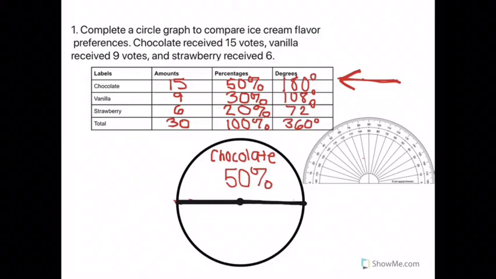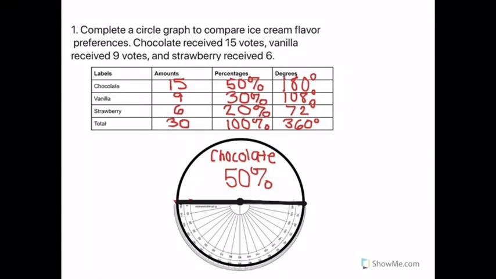Next, let's look at vanilla. So vanilla received 9 votes, which was 30% of my votes, which needs to be 108 degrees of my circle. So grab your protractor, flip it around. It needs to start off with the last point that we made here. So that's where 0 is going to start. So again, I'm looking at these inside numbers here, and I need to go out to 108 degrees. So following these numbers here, go to approximately 108 degrees, so 2 before 110, and make your mark.